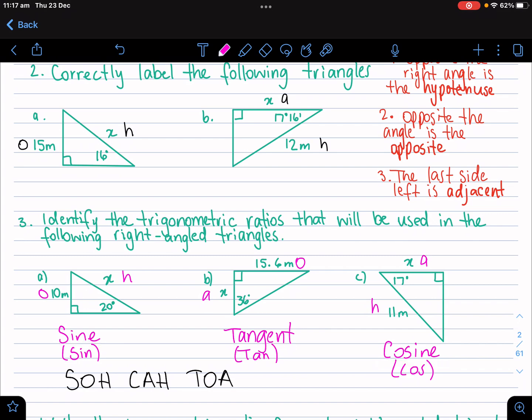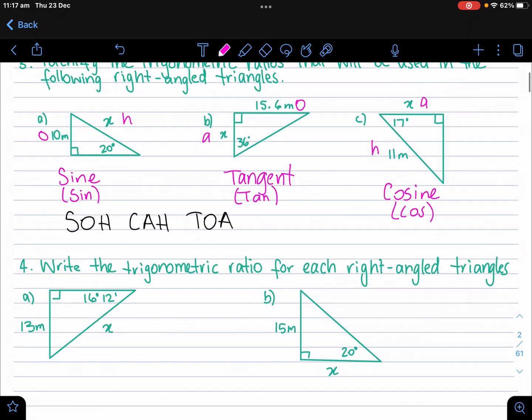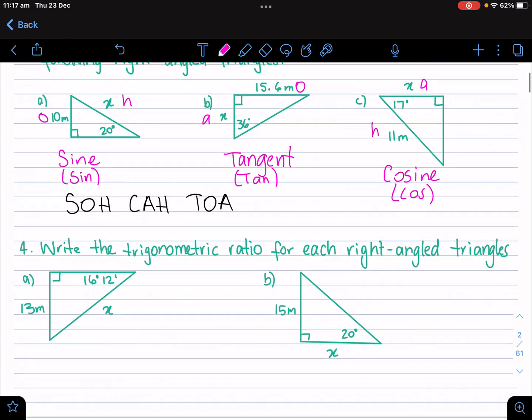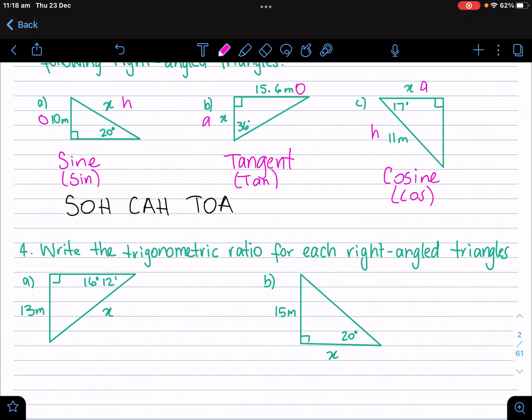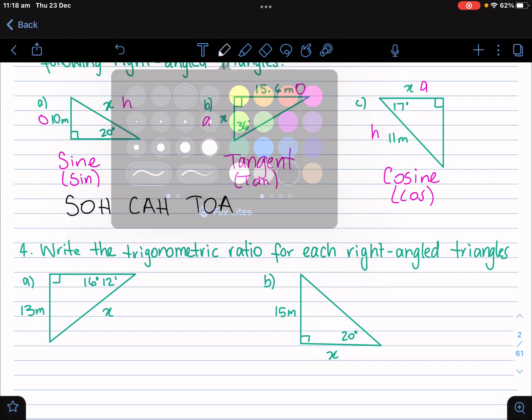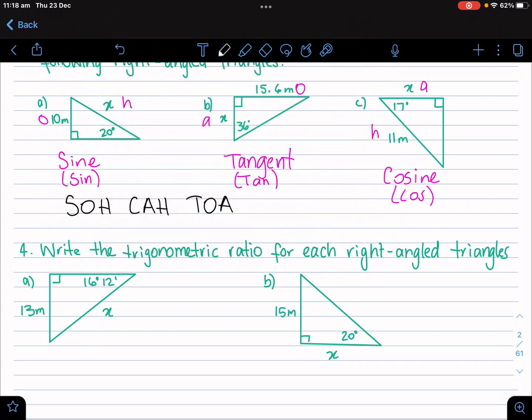Hopefully you're getting the hang of labeling a triangle and figuring out which one is for what. Let's go on to the last example of identifying the trigonometric ratio for each right angle triangle. So again, step one, we always start with labeling the triangle. But before I do that, I'm going to write SOHCAHTOA again. And the more times you write it, the better it's going to sink into your brain.